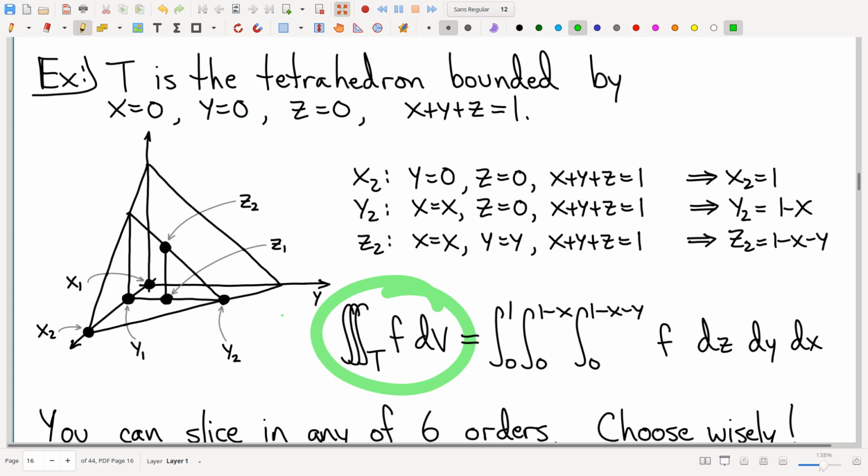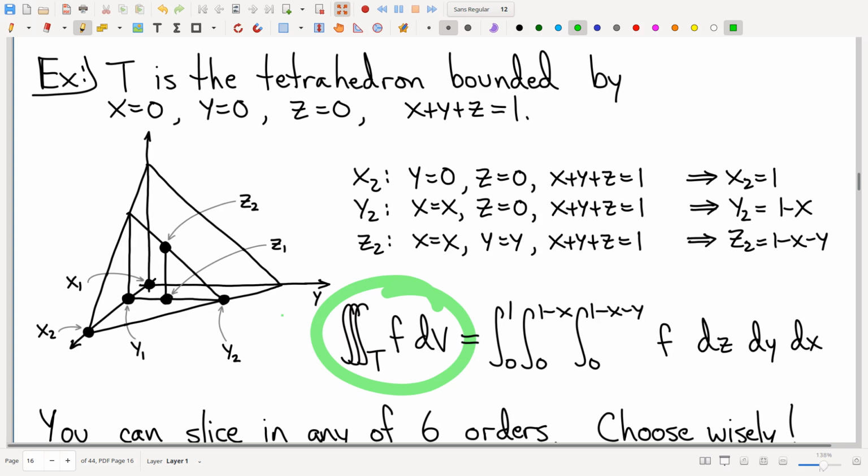I'm going to assume that the phase one part of the problem is done for us. In other words, maybe F is mass per unit volume, and therefore this is mass. Or perhaps F is population per unit volume, in which case this is population, whatever. Any of a number of applications. Let's not worry about where this came from.